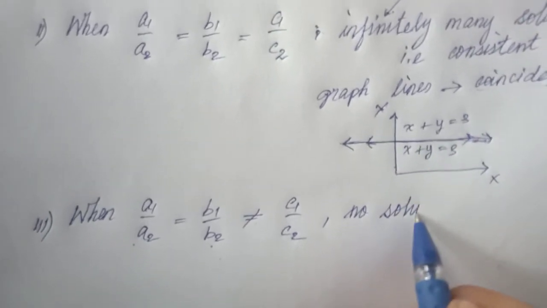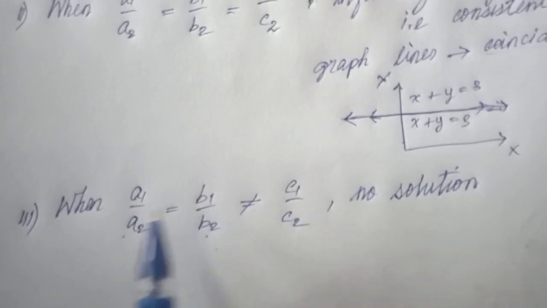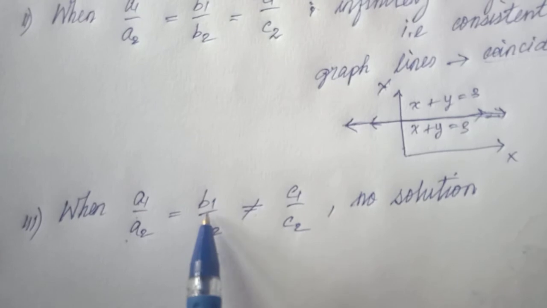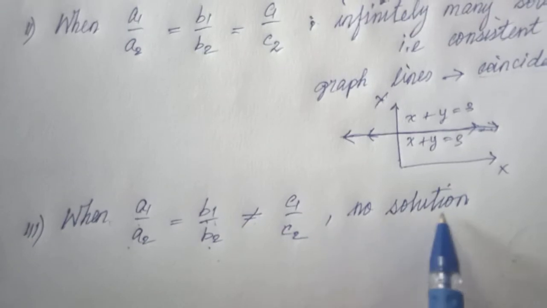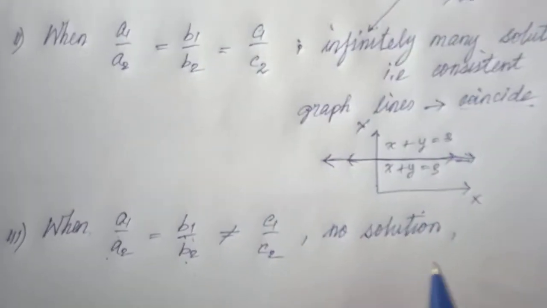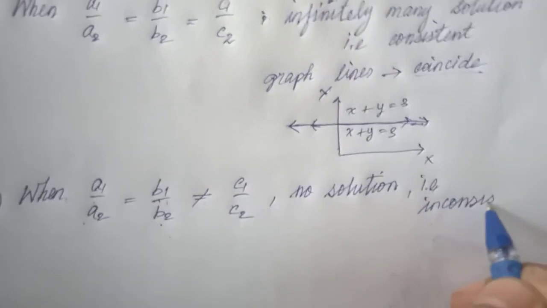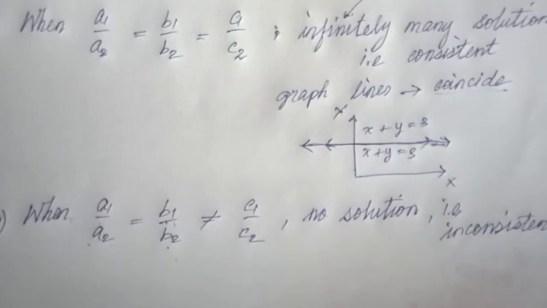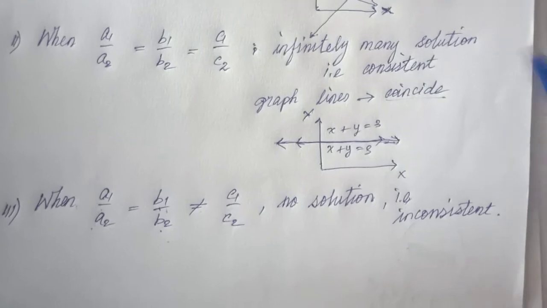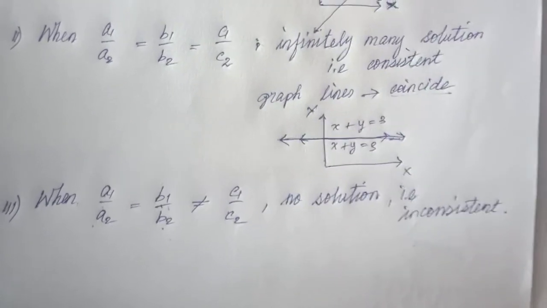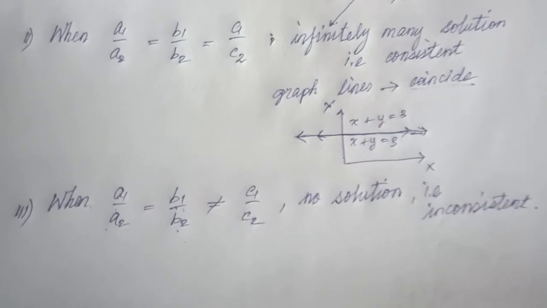Because it does not equal to each other. Here A is equal to B, but B is not equal to C. So we have some change here, so that means no solution. If it is no solution, then it is inconsistent. For it to be easier for you to remember what is consistent and inconsistent: consistent means you will have a solution. In case of no solution, it is inconsistent. It is very simple.